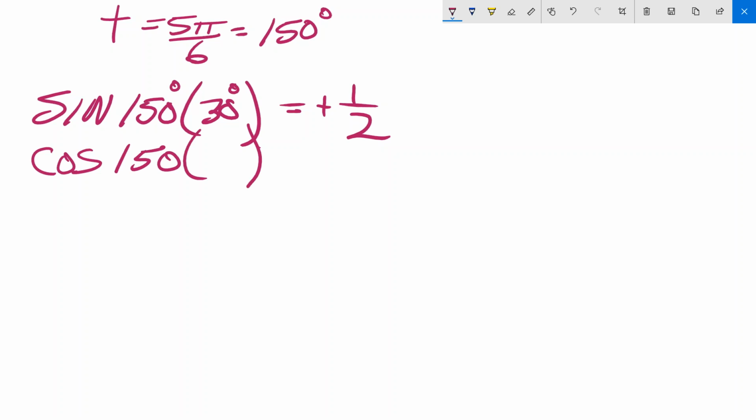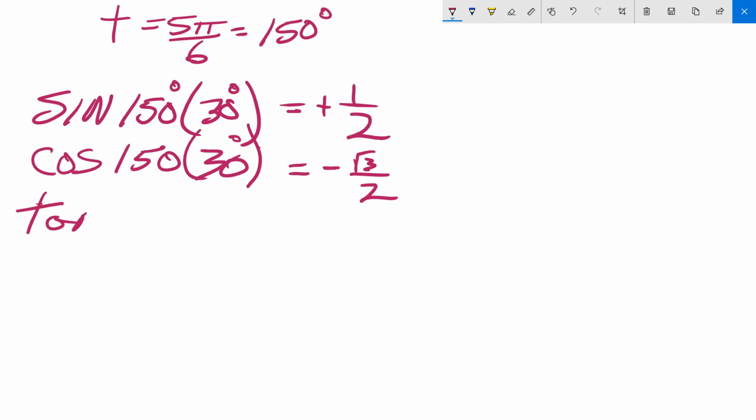What's the equivalent first quadrant angle for cosine of 150? Nope. See above. It's the same exact process. In other words, just because we're doing cosine instead of sine does not change how you figure out the first angle equivalent. It's the same thing. It's 30. What's cosine of 30? And what is its plus or minus sign? Correct.